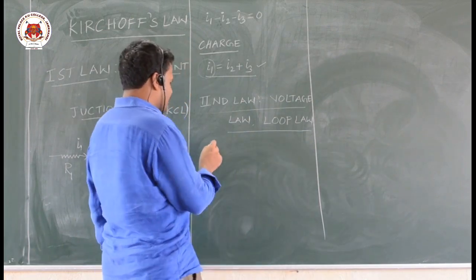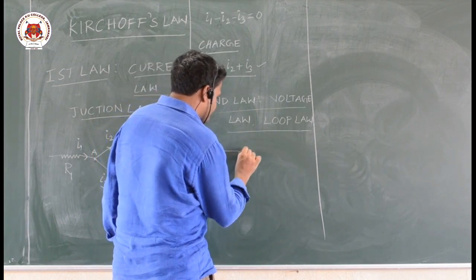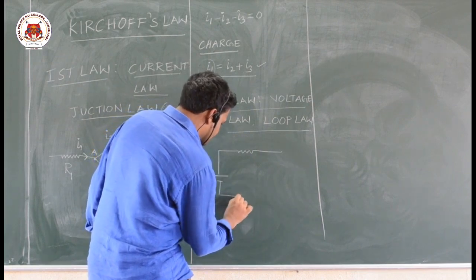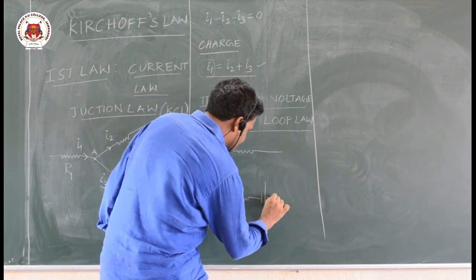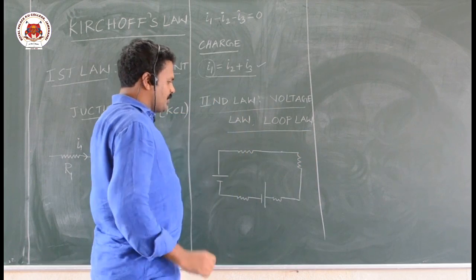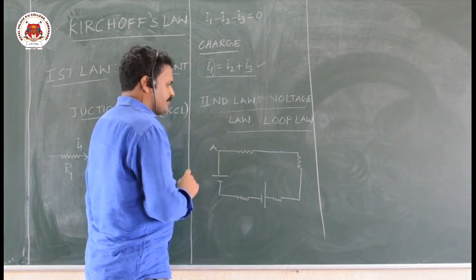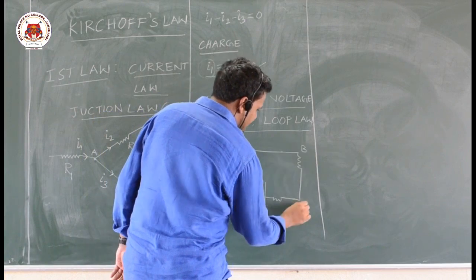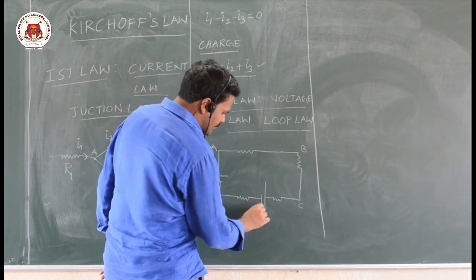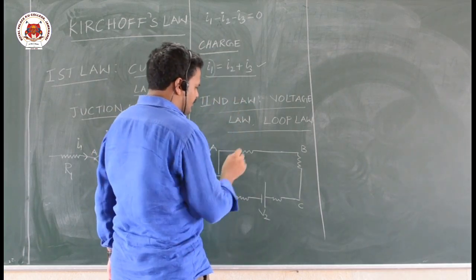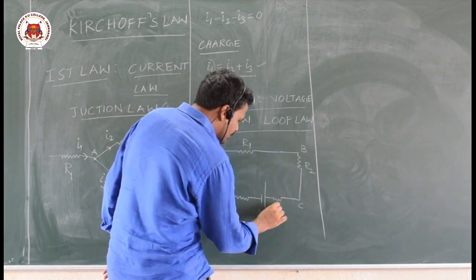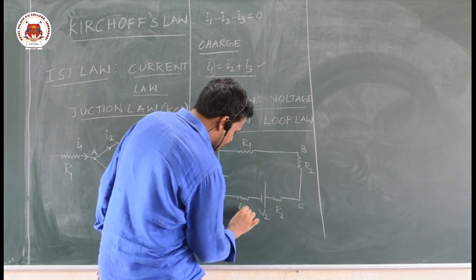Here also, suppose there is a loop of some resistors, it is a network. Let us take this as A, B, C, D. Let us take this voltage as V1, this voltage as V2, and this resistor as R1, this resistor R2, this is R3 and R4.